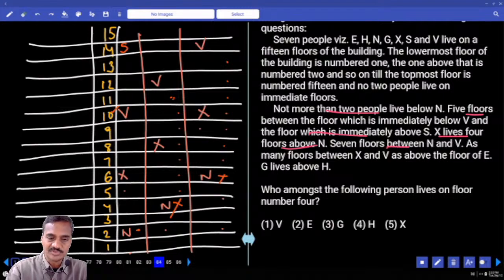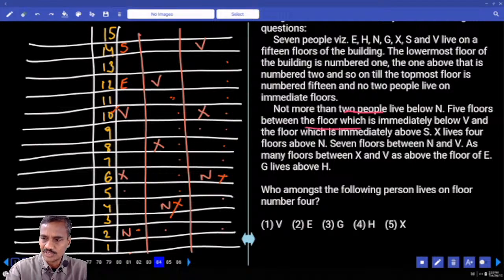And 7 floors between N and V. And as many floors between X and V. How many are there? 3. And above E, there must be only 3 floors. And C must be here. And how many persons were completed? 5. And any other information that is left over here? Not more than 5 floors.